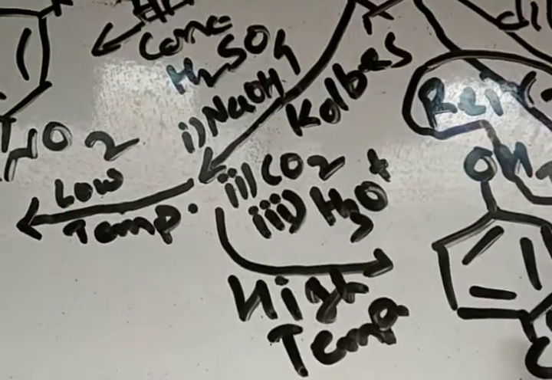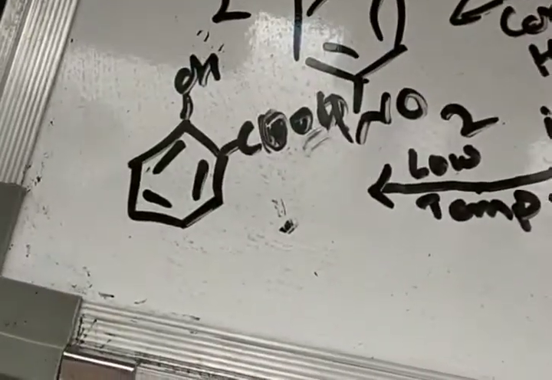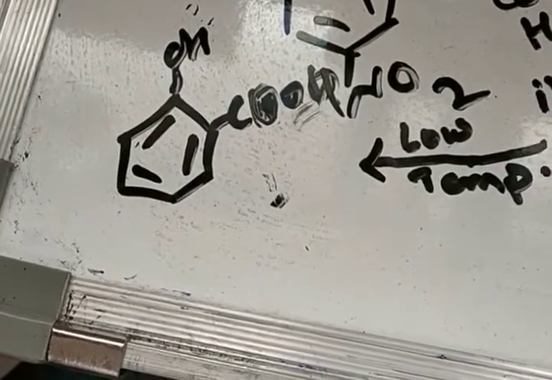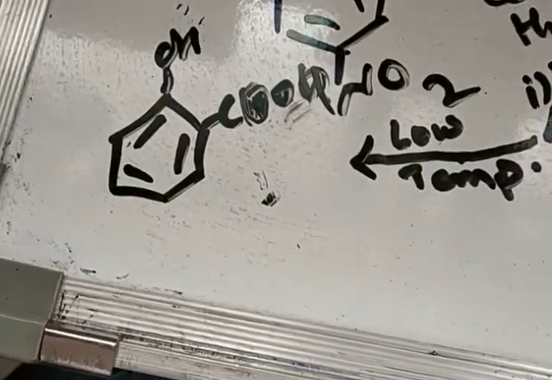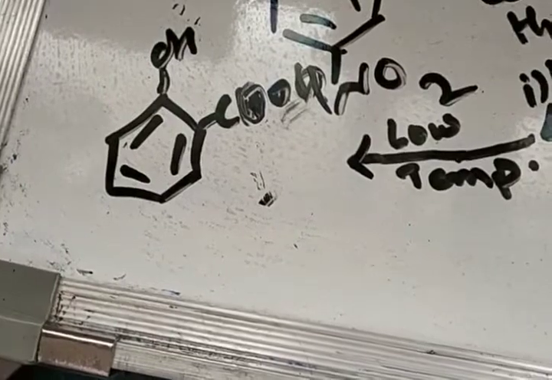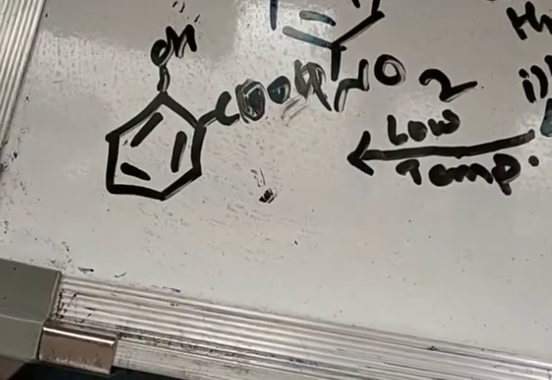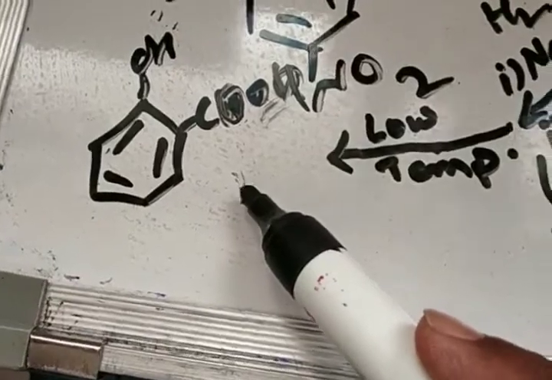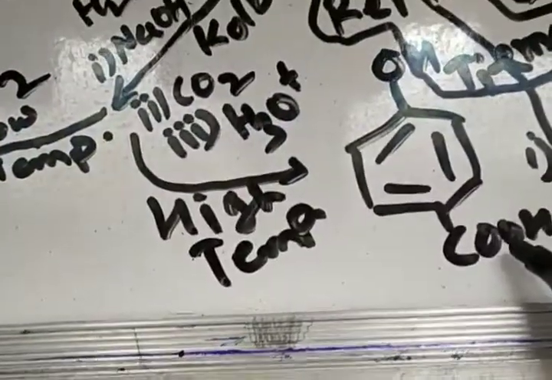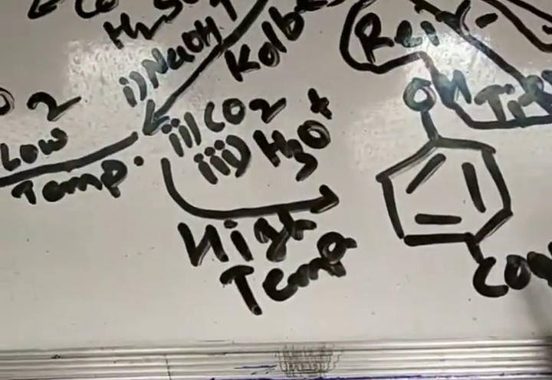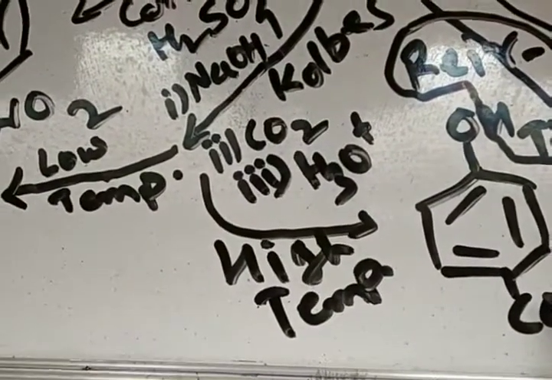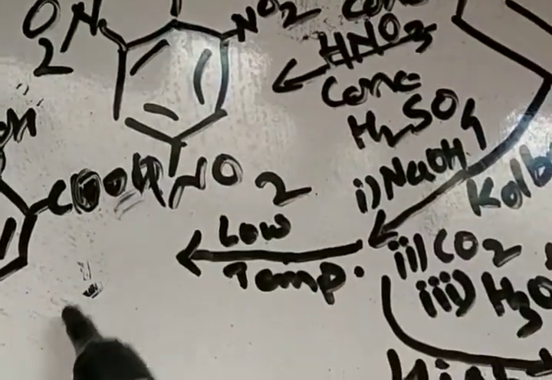Kolbe's reaction is used to obtain salicylic acid. So in Kolbe's synthesis temperature should be low, but if temperature increases, then instead of getting salicylic acid or orthohydroxybenzoic acid, we get parahydroxybenzoic acid. This is a limitation of this method. Means in Kolbe's synthesis temperature must be low to get salicylic acid.